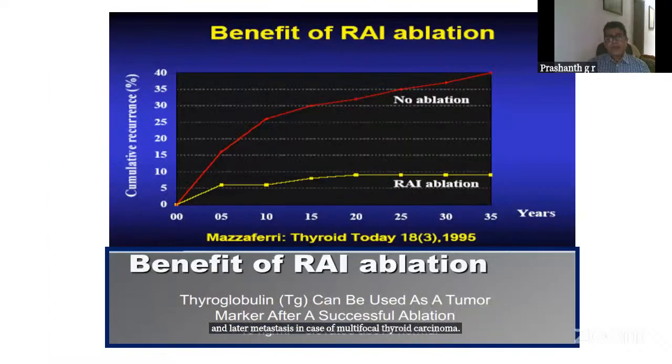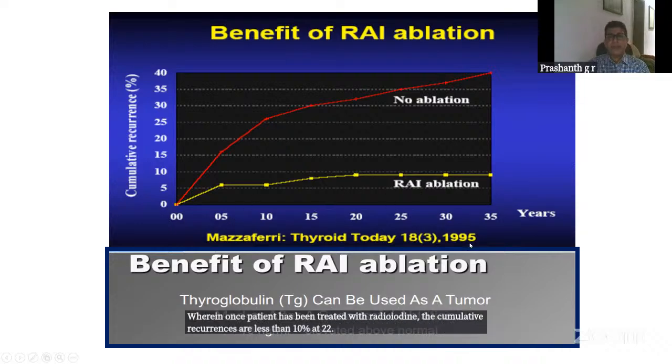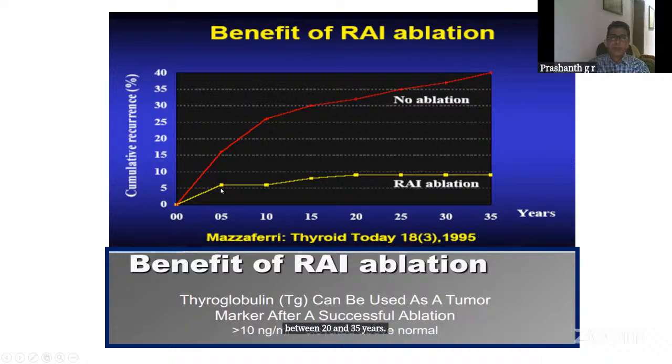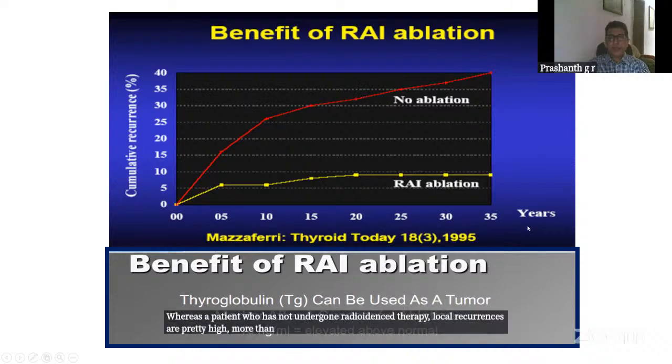This graph demonstrates the benefit of treating patients with radioiodine, wherein once a patient has been treated with radioiodine, the cumulative recurrences are less than 10% at between 20 and 35 years. Whereas in a patient who has not undergone radioiodine therapy, local recurrences are pretty high, more than around 30 to 45% over a span of 20 to 35 years.